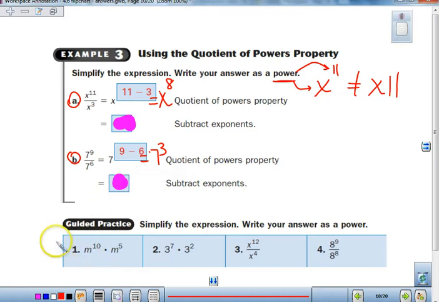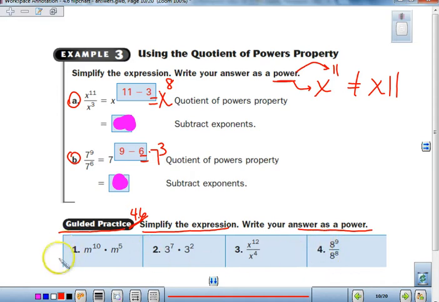On the back of the first page is where I would like you to write out guided practice. There's actually going to be 8 with today's lesson. So we're going to put guided practice, and if you would put 4.6 guided practice. You are going to be asked to simplify the expression, write your answer as a power. So if you would please pause the video and write down question number 1, 2, 3, and 4.